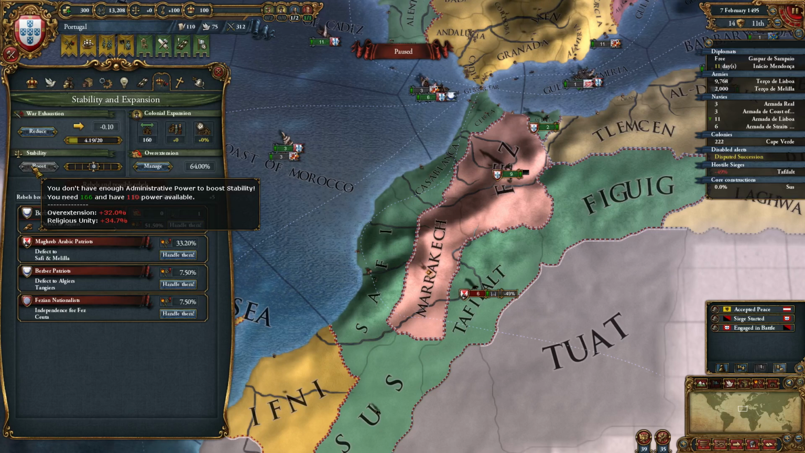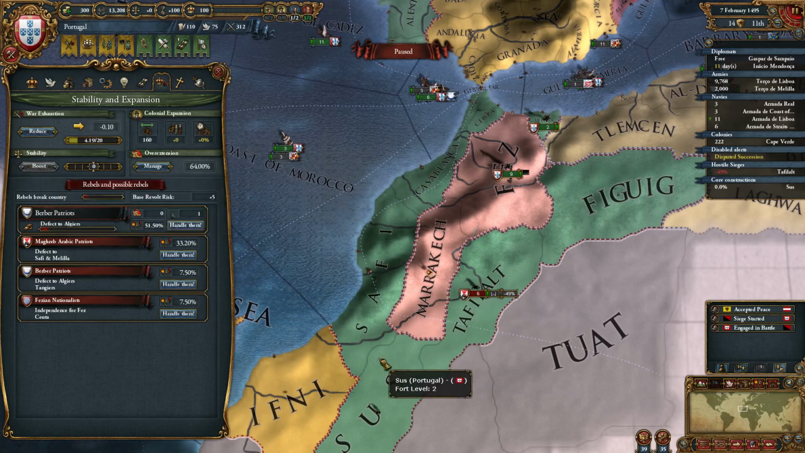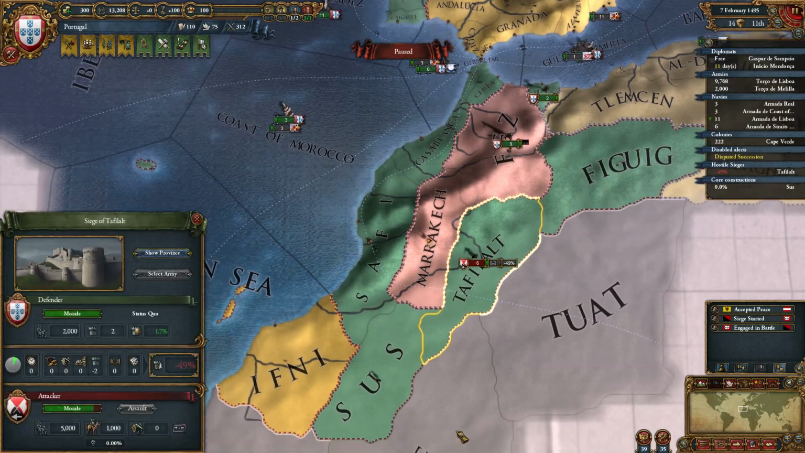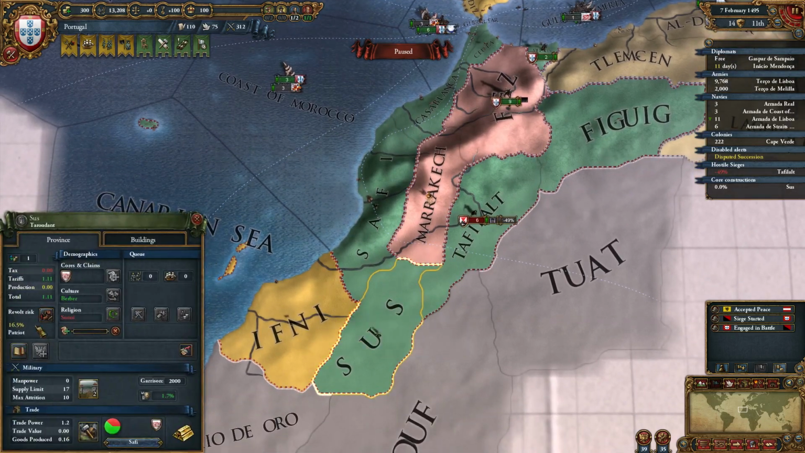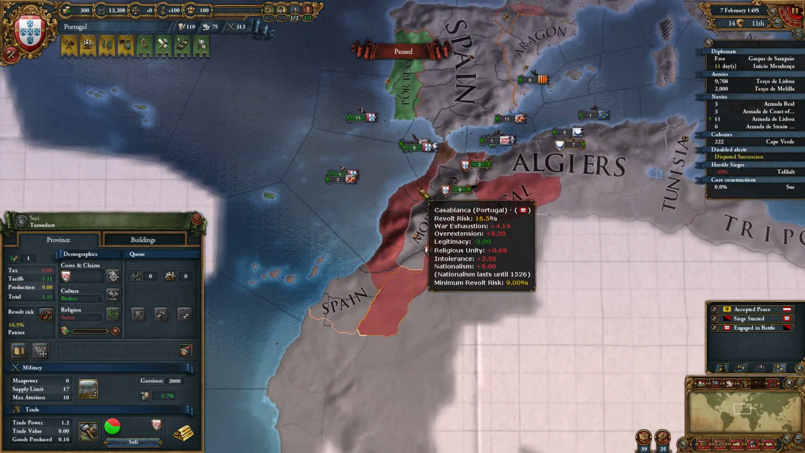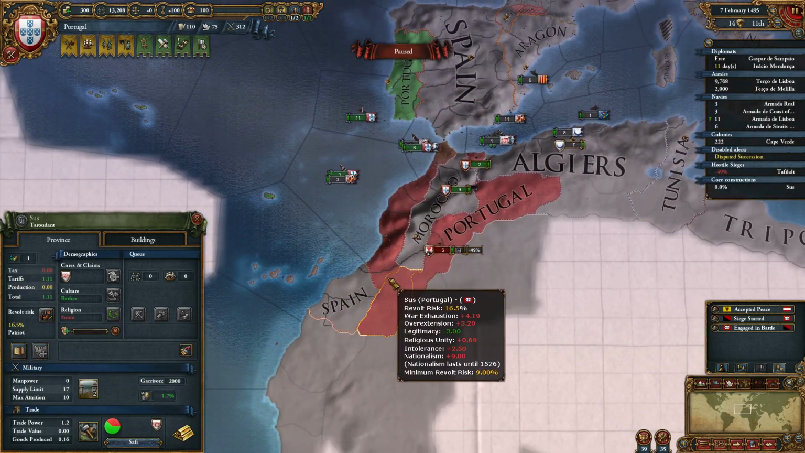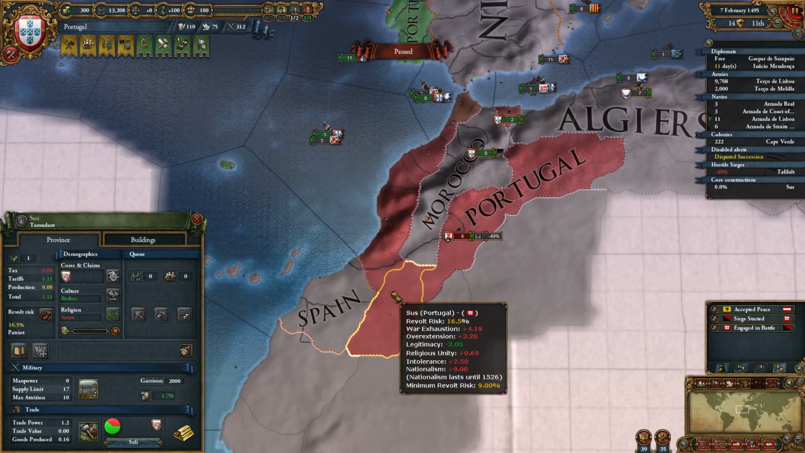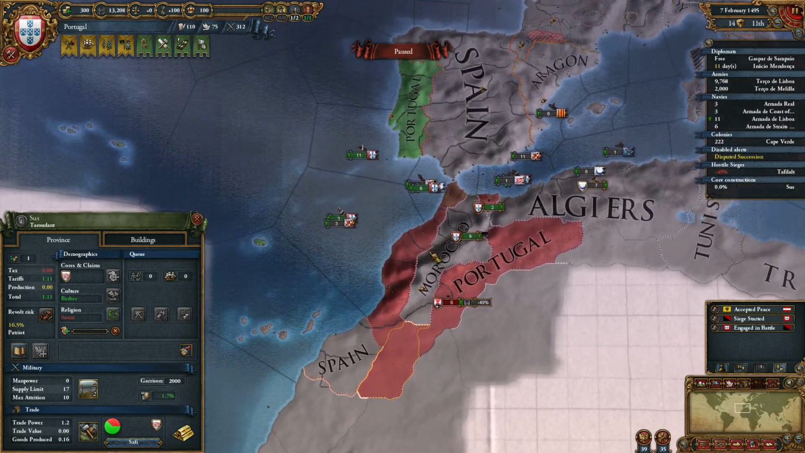We have a huge penalty to the stability cost now because of overextension and religious unity. By conquering all these different religion provinces, we have both problems. Plus we have a tremendous amount of revolt risk as well. Very, very likely to get lots of rebels because of war exhaustion, overextension, the lack of religious unity, intolerance, nationalism. We have all kinds of problems. So that is how overextension works.